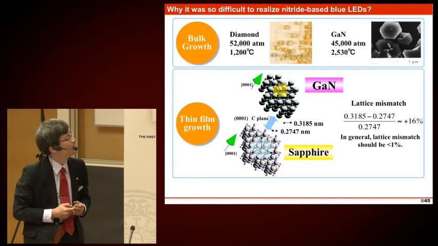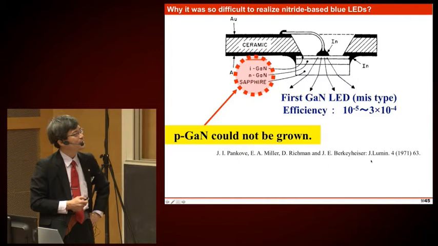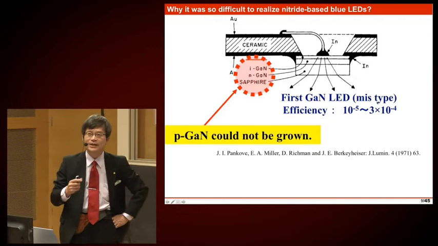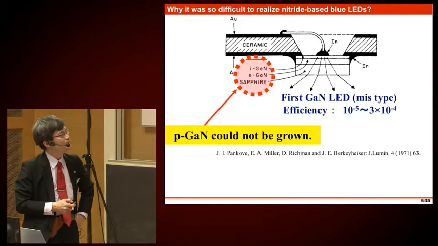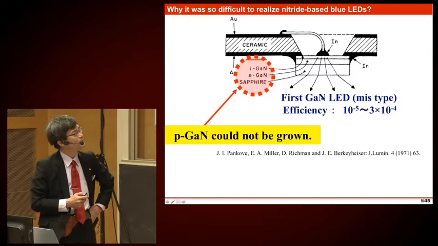Okay. In addition, in 1971, Professor Pankove's group succeeded in developing a first gallium nitride blue LED, but this type was not today's PN junction type LED. That's the MIS, metal insulator semiconductor type LED. So efficiency was quite limited, low. They couldn't get the P type gallium nitride.